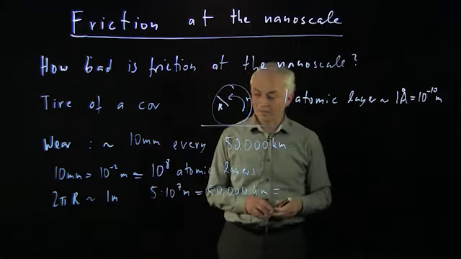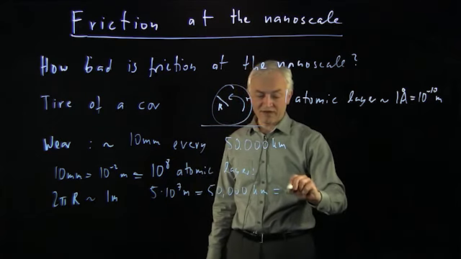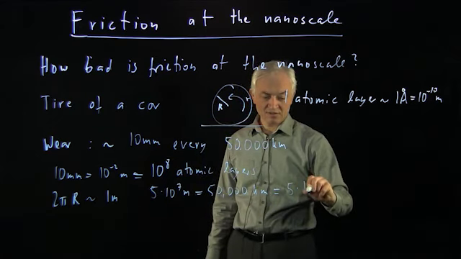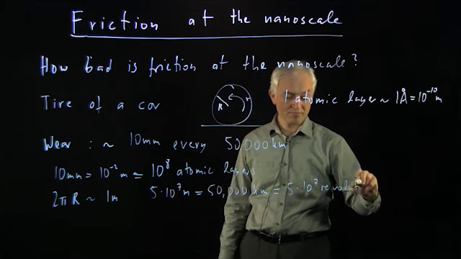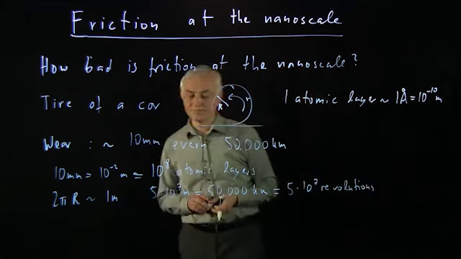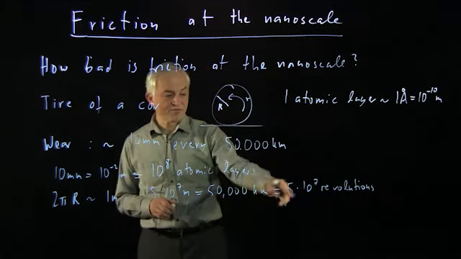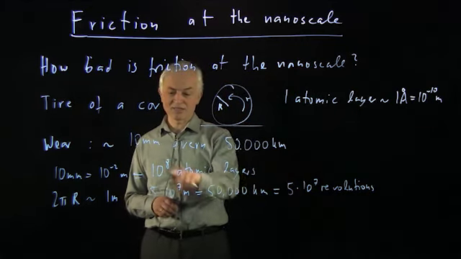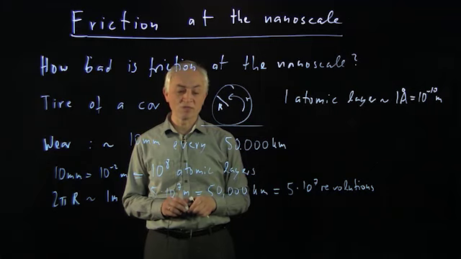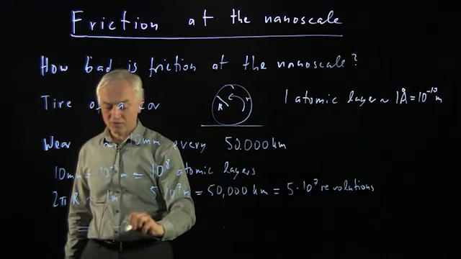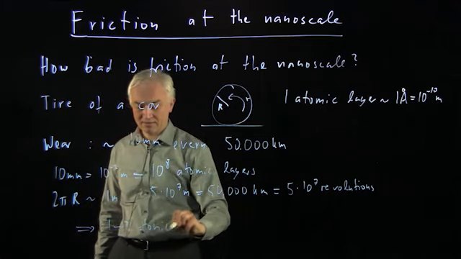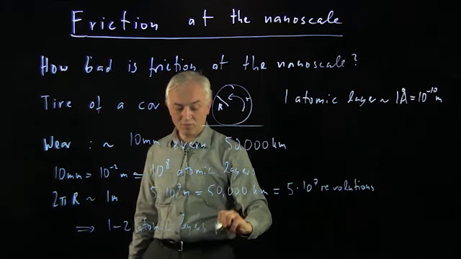is basically 5 times 10 to the 7 revolutions. So in 50 million revolutions, 5 times 10 to the 7 revolutions, we lose 10 to the 8 atomic layers. So it comes out that we lose 1 to 2 atomic layers per revolution.